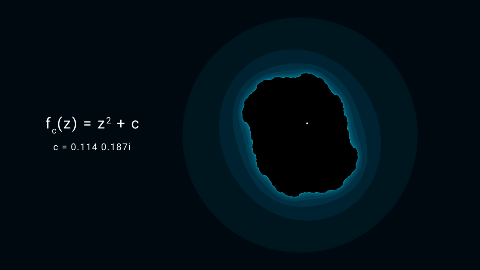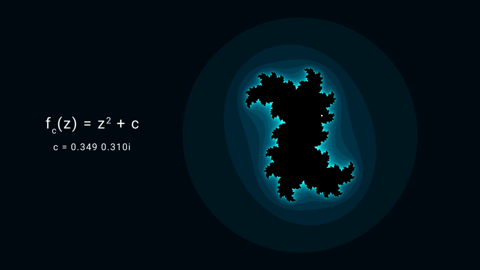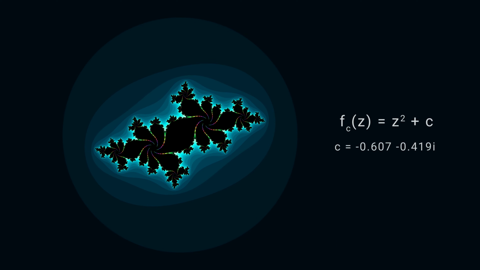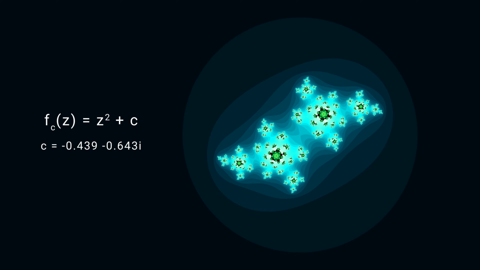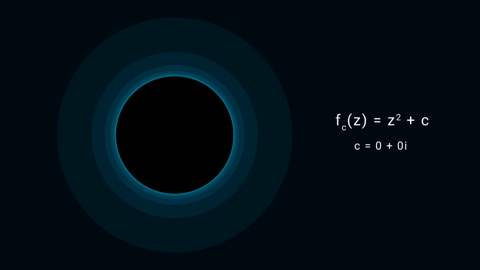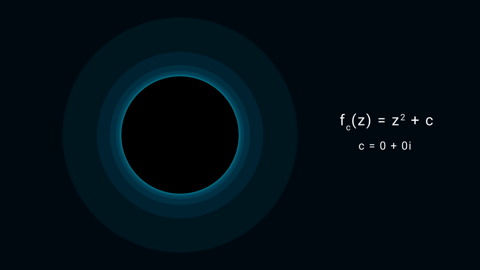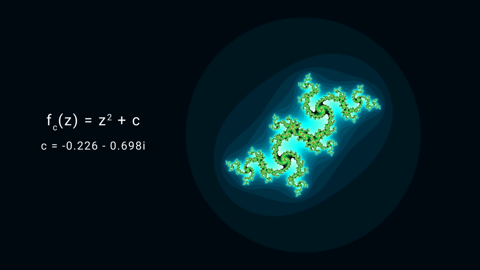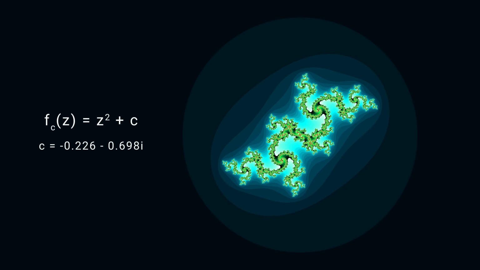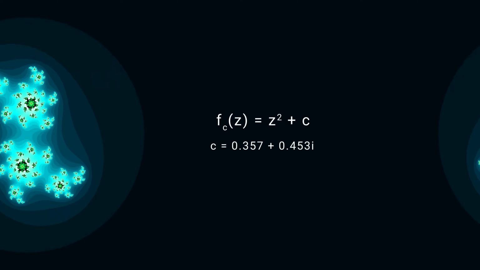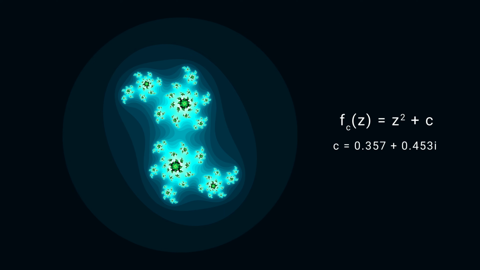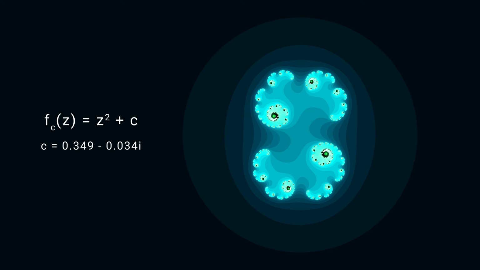Different values of c produce different shapes and patterns of the Julia set. Some Julia sets are connected, meaning they form a continuous curve. Some Julia sets are disconnected, meaning that they consist of isolated points or dust. Some Julia sets are very simple, such as circles or lines. Some Julia sets are very complex, such as spirals or snowflakes. Some Julia sets are very symmetric, such as stars. Some Julia sets are very chaotic, such as clouds or flames.